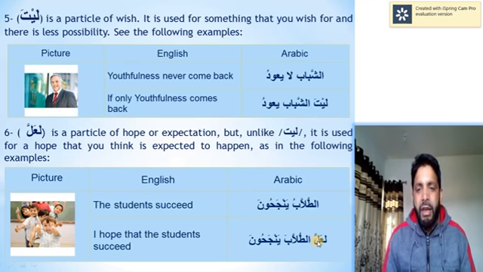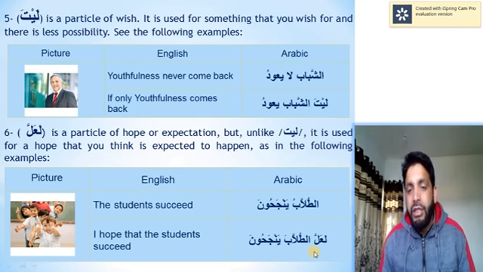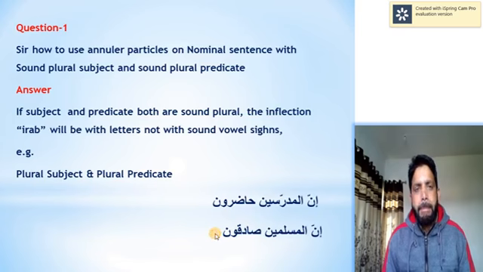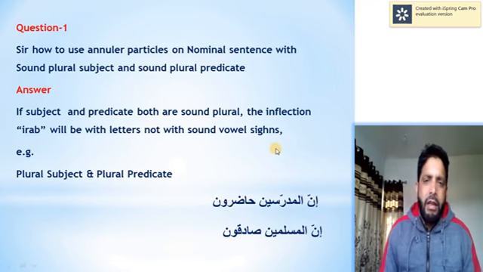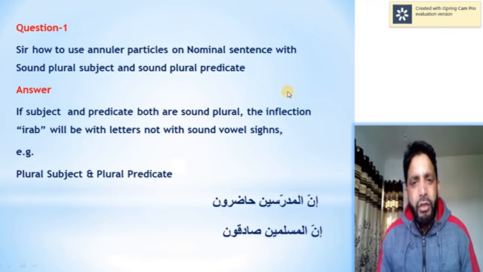حرف مشبه بالفعل, an annulling particle. الطلاب is its noun, ينجحون is its خبر. الطلاب is its اسم. ينجحون is its خبر. And its ism is always mansub, in the accusative case. Now we have finished this first topic, first lesson, inna wa akhawatuha, inna and its sisters.